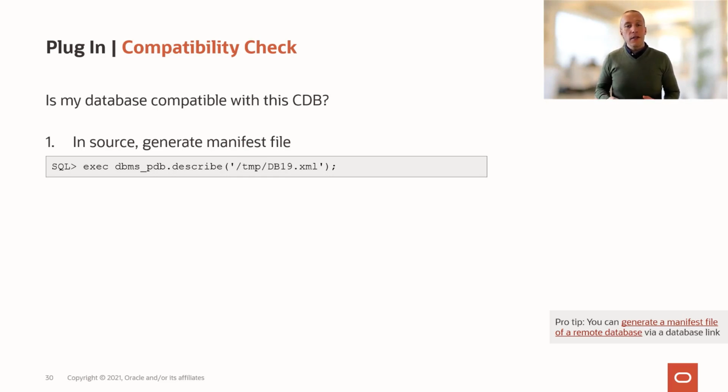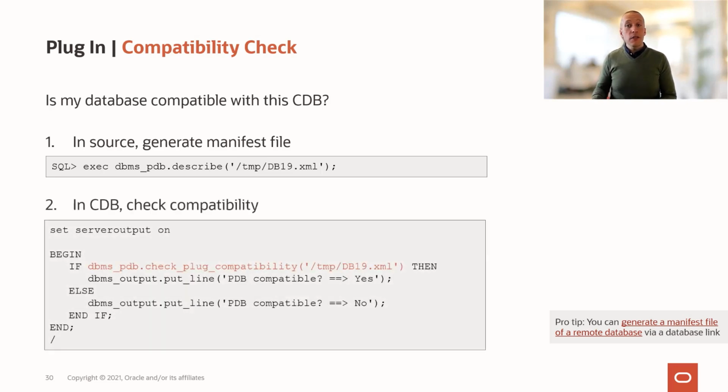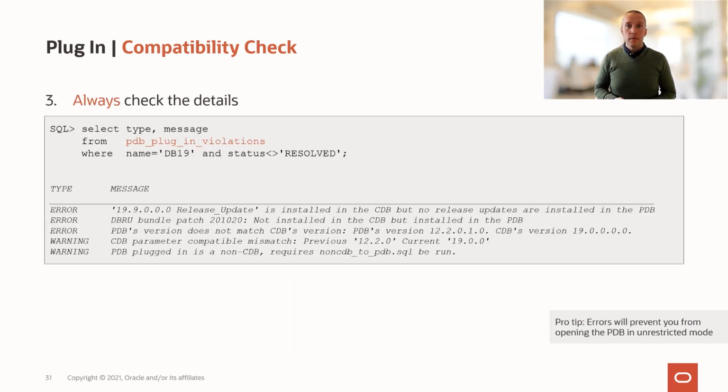The manifest file contains information about our database, and we can use that as input in our container database for the check plug compatibility function, which can tell us whether or not you will hit any issues when you plug in this specific database to this container database. After running the function, you should always query the view PDB plugin violations. Even if the function tells you that it's safe to plug in this database, you should always query the view to get much more details.